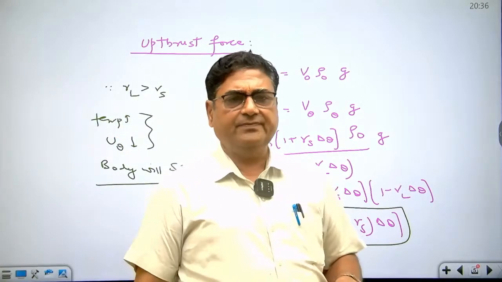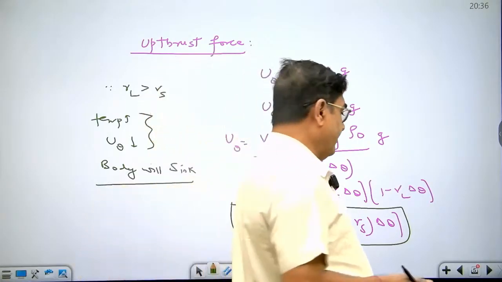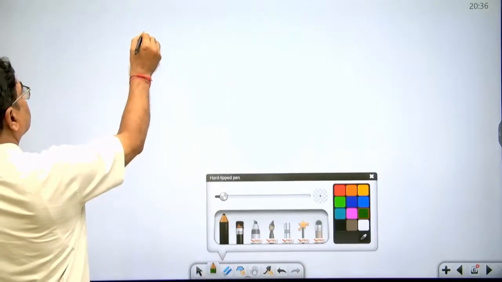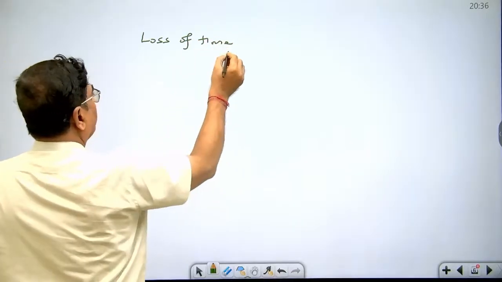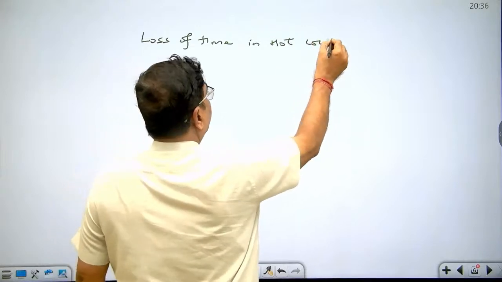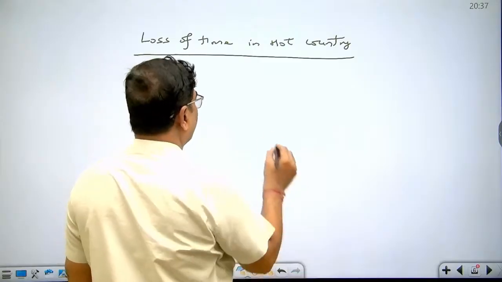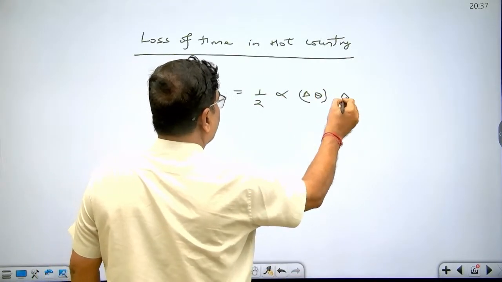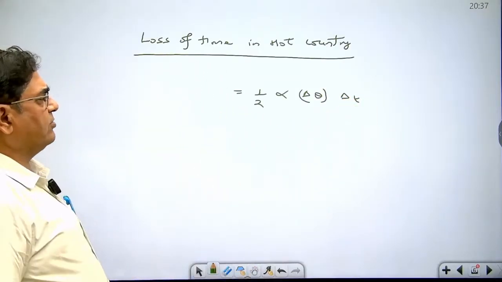Now, dear students, we will see the effect on the time period of a clock when there is a temperature change. Loss of time in a hot country, or gain of time in a cold country, is equal to half alpha delta theta delta T, where delta theta is the change in temperature and delta T is the time interval. Remember, dear student, in a hot country time is lost, in a cold country time is gained.